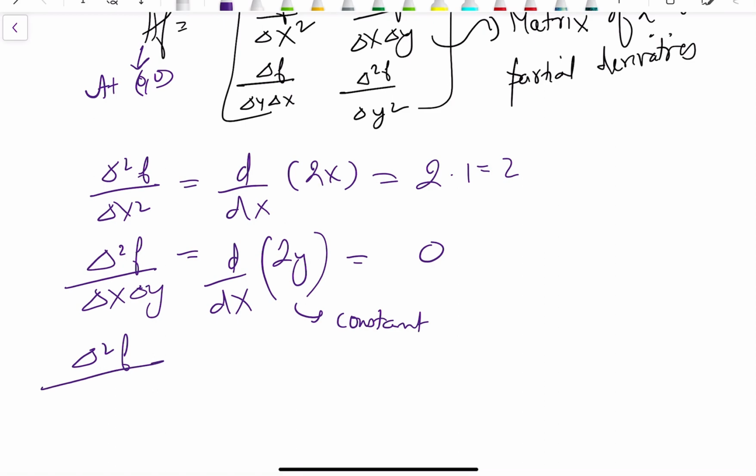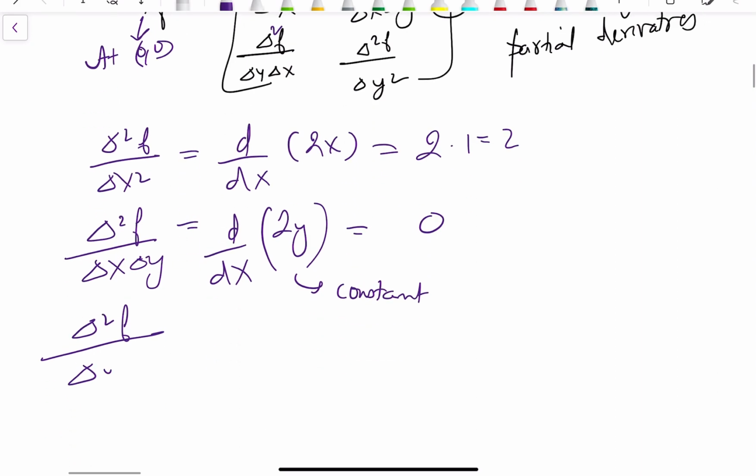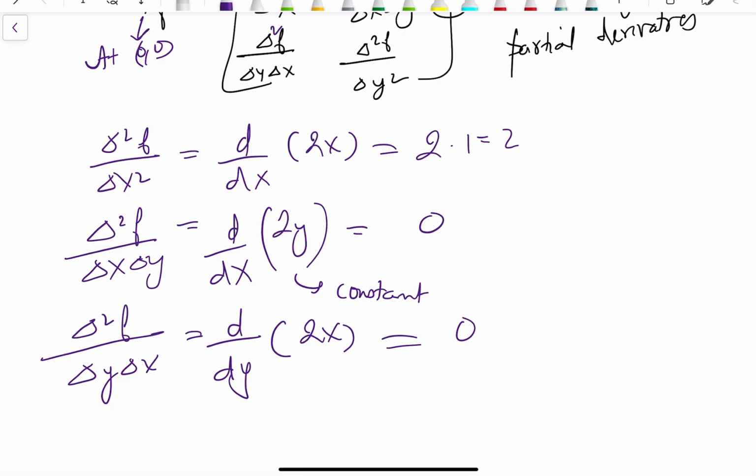Similarly, del 2f by del x, this is also 2f, I'm sorry, the notation went wrong here. Okay, del 2f by del y del x, this is just the opposite of it, which is the derivative with respect to y of the partial derivative with respect to x, which is 2x. Here you know that if you are differentiating with respect to y, x is a constant. Differentiation of a constant gives you a 0.